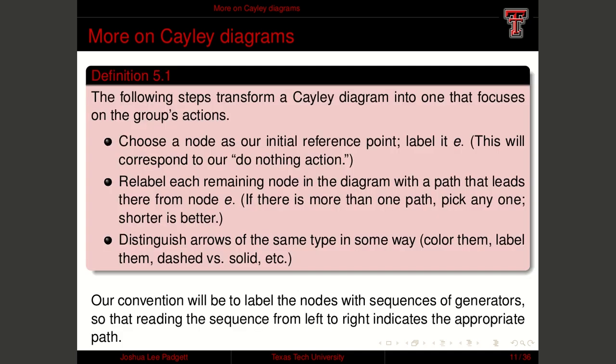So, in order to really, let's say, draw these multiplication tables, we need to make sure that our Cayley diagrams are giving us everything that we need. And so in particular, we want to make sure that it's focusing on the group's actions rather than its orientations. All right? So we want to choose some node as our initial reference point and call it E, our identity, or our do nothing. So the idea here is it doesn't really matter. You simply need to choose a base point.